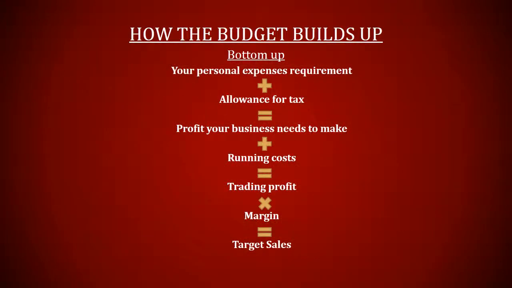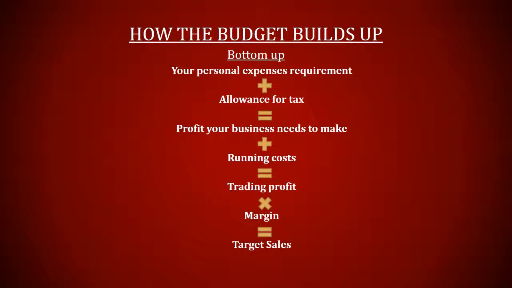So how do we prepare a budget? The easiest way is what's called a bottom-up approach. It's called this because we start at the bottom of a traditional profit and loss account with owner's profit, and then add layer upon layer until we end up with the target income at the top. So the slide shows each of the steps that we need to consider.